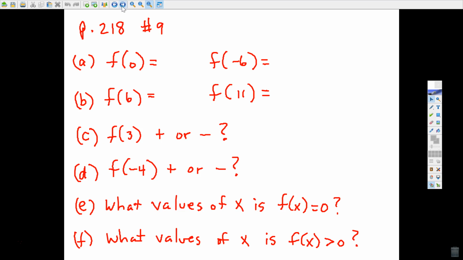At this point, you really need to have your textbook open to page 218. If you don't, you can go ahead and just pause the video until you get there and then start it back up.